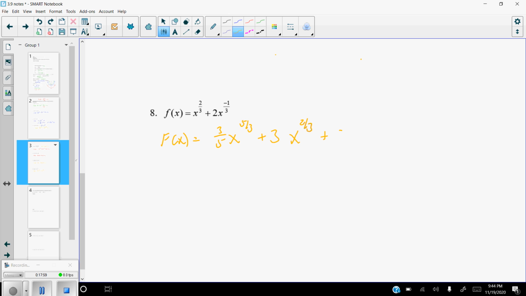And then plus c. So again, just be careful when you're adding and subtracting, especially when you end up with the negative exponents. That can definitely be a part where you just make a silly mistake.